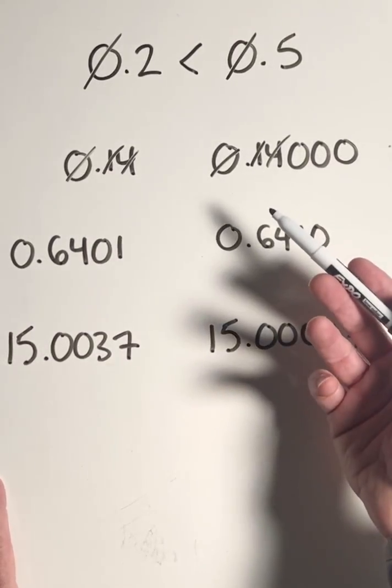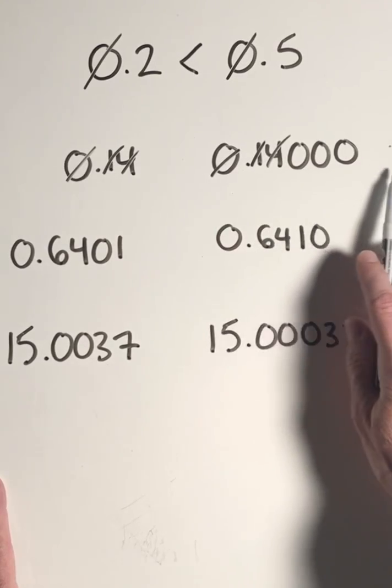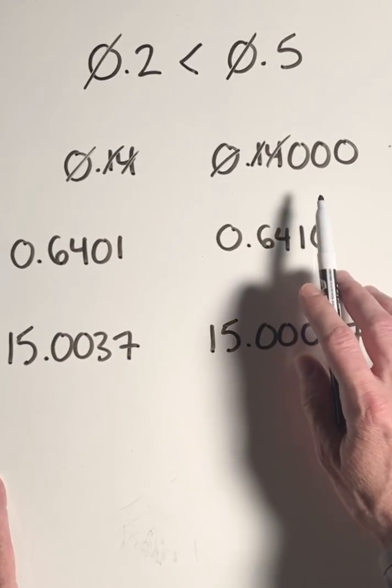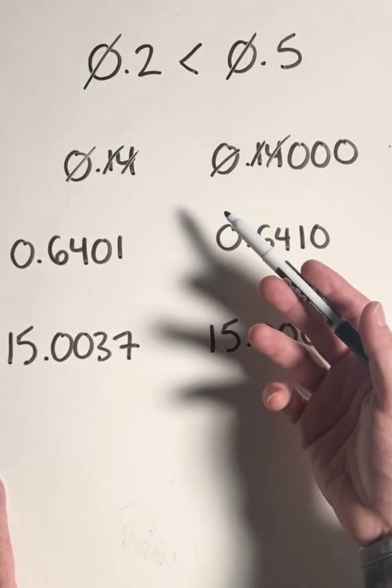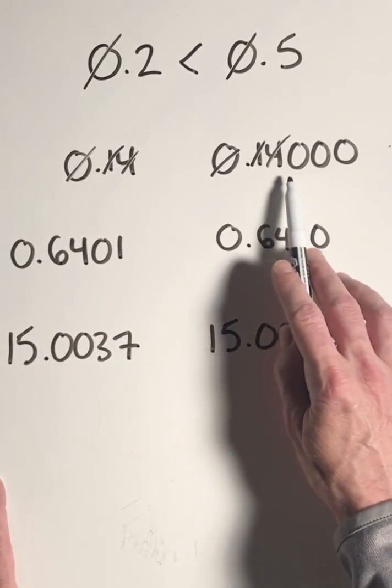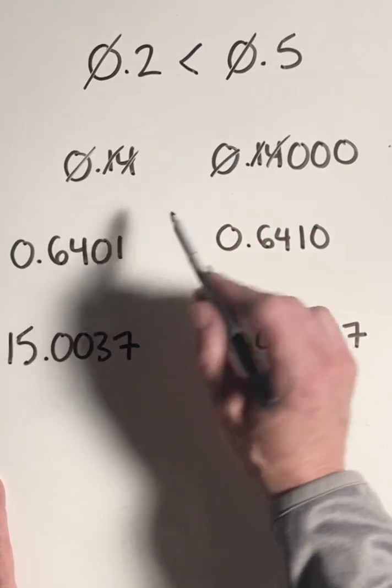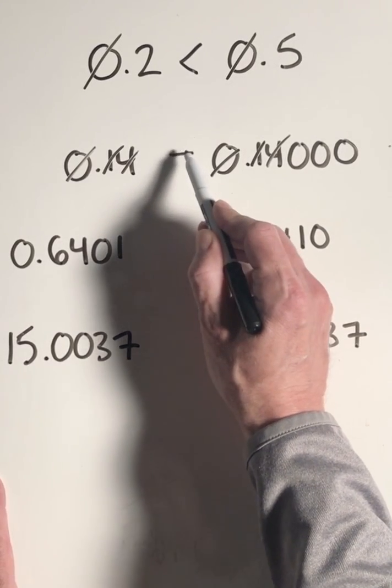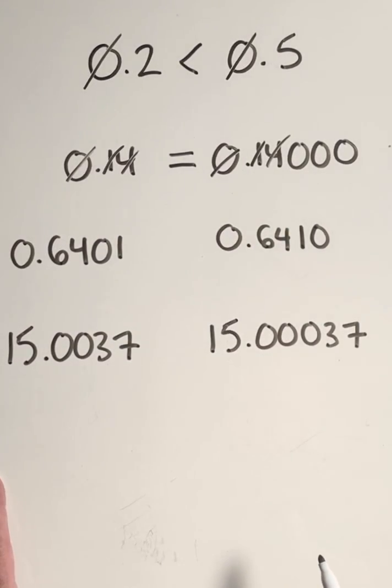Many students now will say this number has more digits, so it must be greater. However, we're talking about value here, not appearance. The value of 0 is still equal to the value of 0, so these two decimals are in fact equal.